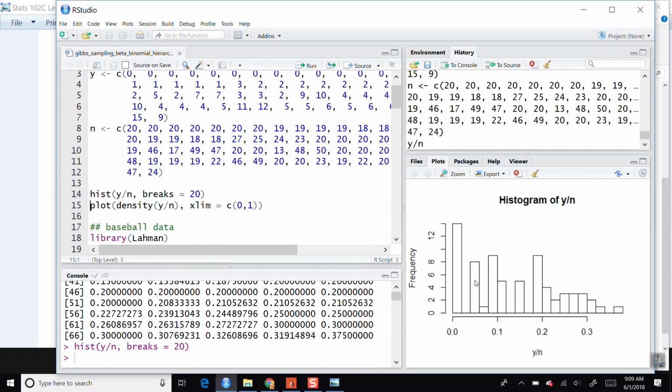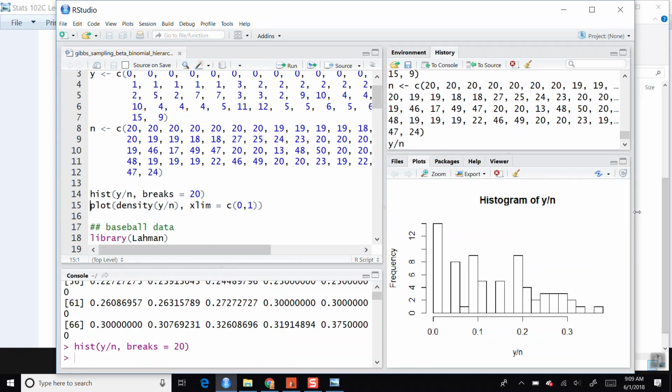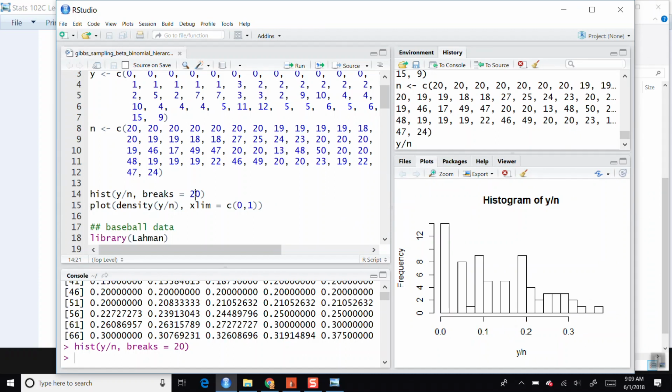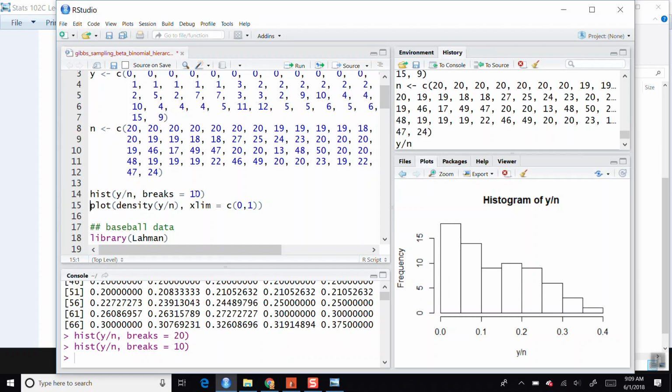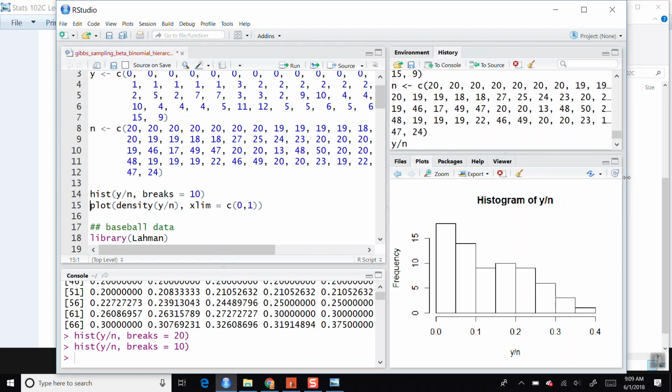Okay, and we could see most of the values are under 30%, with the mean somewhere around here. Maybe if I reduce the breaks to something like 10. Okay, this is our distribution of the different proportions that we observed across the 70 different experiments.